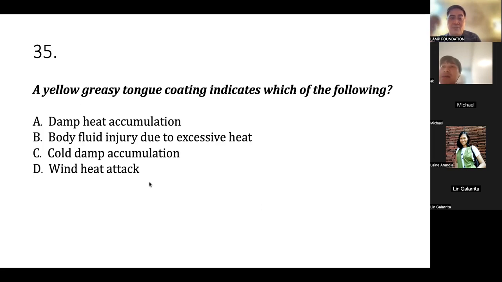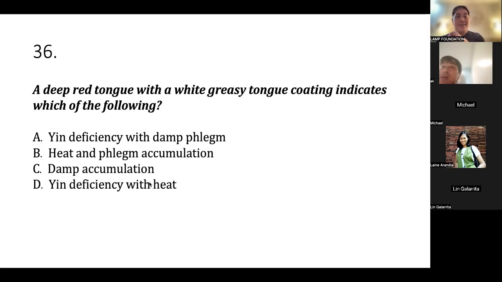Sticky. Okay, Doc. What about body fluid injury due to excessive heat? Ano yung tongue? Moist or dry? Dry, Doc. Anong kulay ng coating? Yellow, Doc. Okay, very good. Number 36.